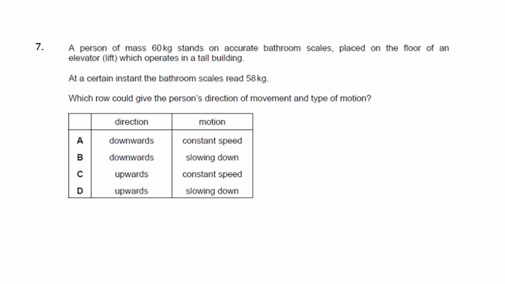A person of mass 60 kg stands on accurate bathroom scales placed on the floor of an elevator lift which operates in a tall building. At a certain instant, the bathroom scale reads 58 kg. Which row could give the person's direction of movement and type of motion?